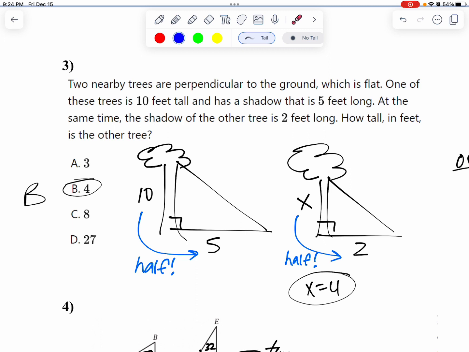And look, here's what I was talking about. Do you see the relationship here? Here's 10, here's 5. Can you figure out what goes here if this is 2? Look, this relationship here is half. That happens so often. So can you figure out what goes here? If the 5 is half of the 10, that means that 2 is half of the 4.